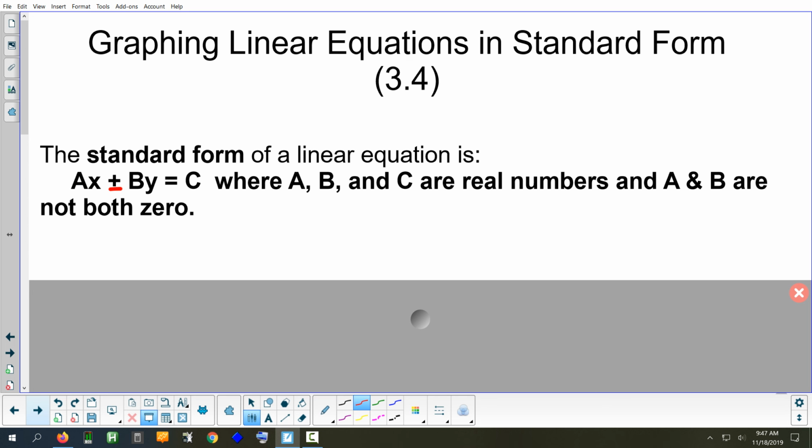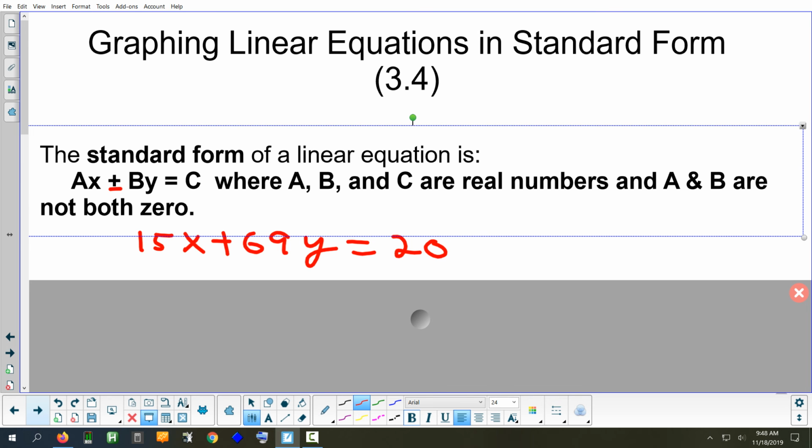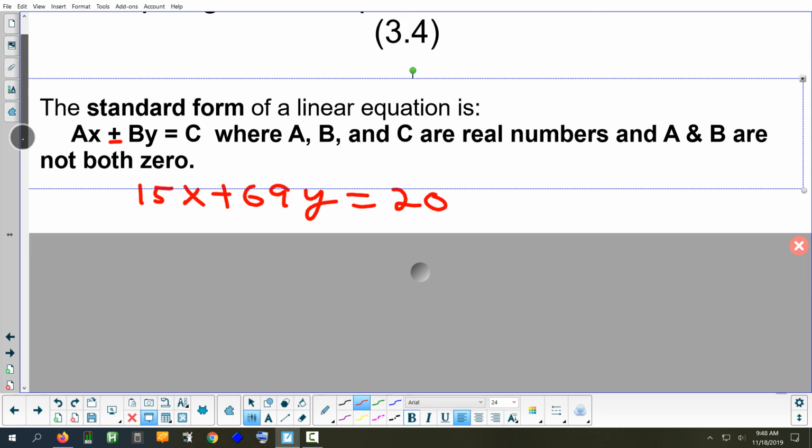All right. So somebody give me a number for a. Any number you want. Positive, negative, fraction, decimal. 15. So I'm going to plug in 15 for a. Okay. How about a number for b? 69. Positive or negative? Positive. 69y equals, give me a number for c. 20. That's an equation in standard form. Except I should put y here, not x. That's perfect. That's an equation in standard form. All right. We're probably going to work with numbers that are a little smaller, kind of like I did in the warm-up, but you could have big numbers as well.